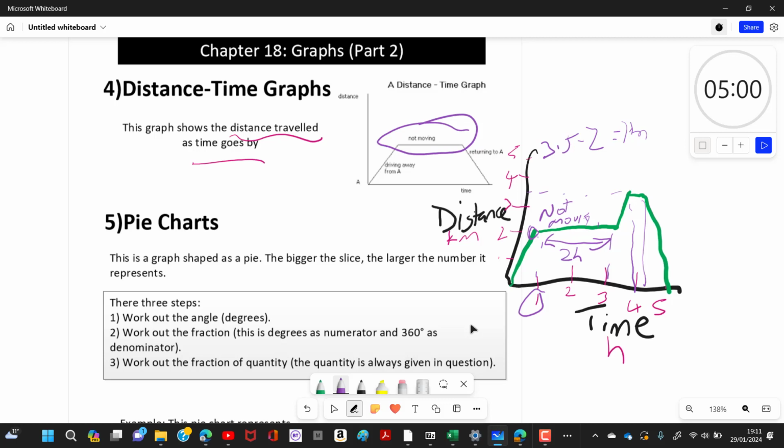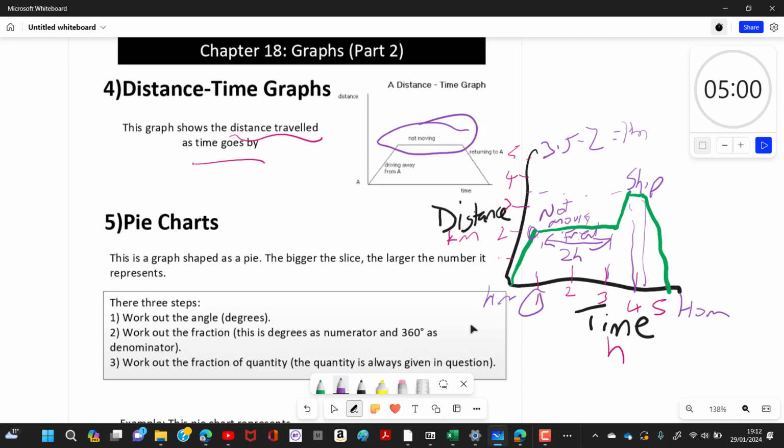And then from 4:30 to 5, I've basically gone back to where I've come from. So going backwards, travel back home. So if this is, say, home, let's say this was a friend's house, and this was, say, the shop, and then going back home again. So I reached home at 5:30, and that's exactly a distance time graph.